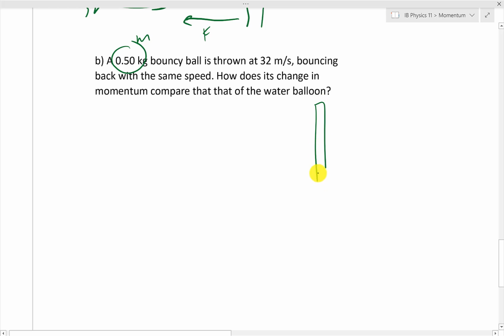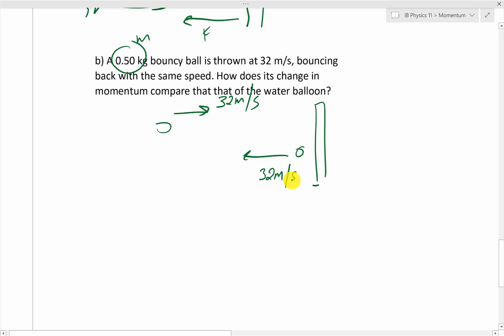Imagine you have a wall. Sorry, not a hand. It was a wall. I forgot. Okay, so you have a bouncy ball that's going towards the wall at 32 meters per second, and then is going to bounce backwards with exactly the same speed, but in the opposite direction.